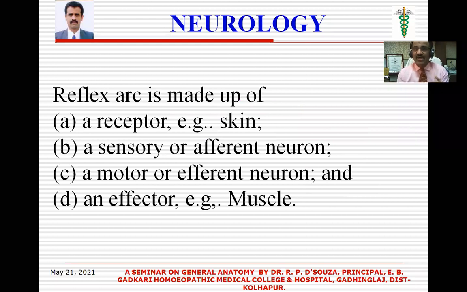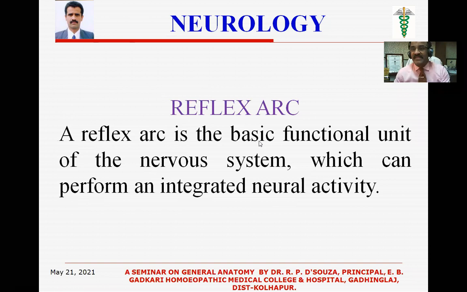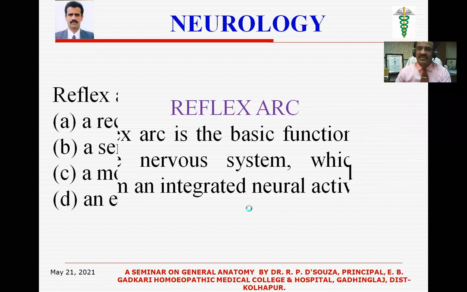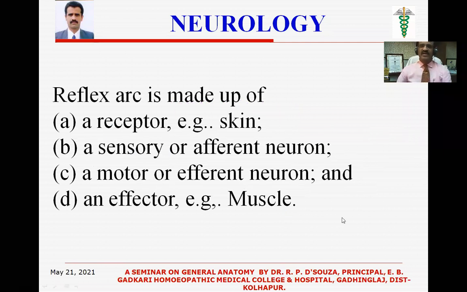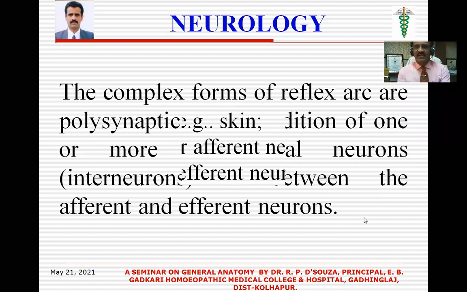Then a sensory or afferent neuron, which will carry this sensation to the brain. So it is an afferent neuron. Then a motor or efferent neuron coming from the brain for the action. And the last is the effector cell, which is present in case of, say, muscle, there are myocytes, so there are effector cells. So that will take the final action. So here it is called a basic functional unit of the nervous system which performs an integrated neural activity. So these four things are required to make a reflex arc. In the picture you will understand it very clearly. I'll go to that point later on.